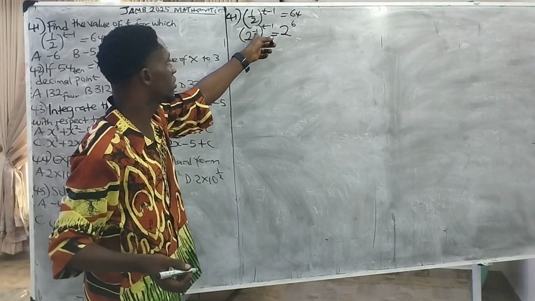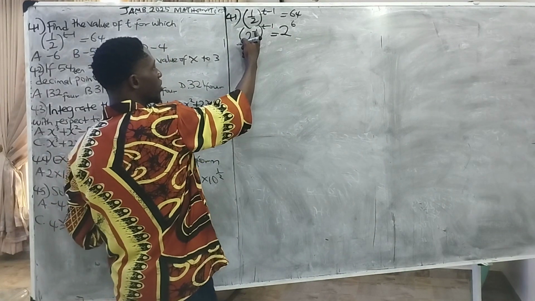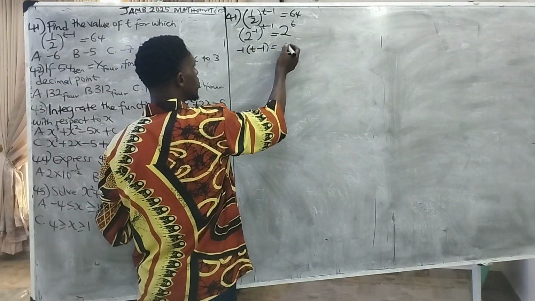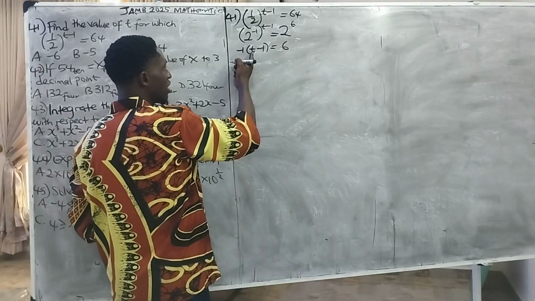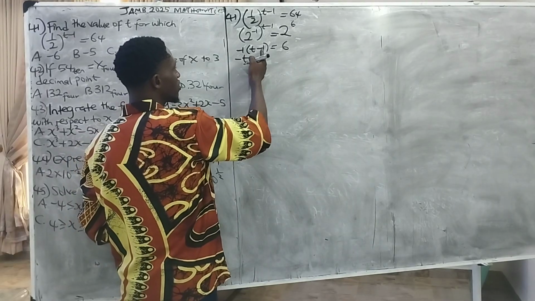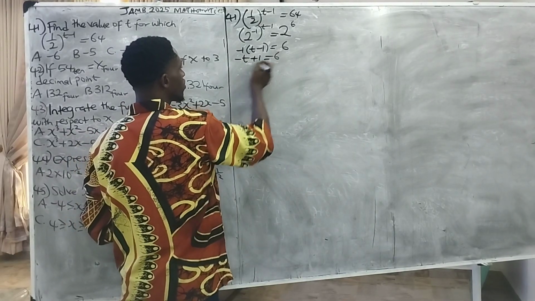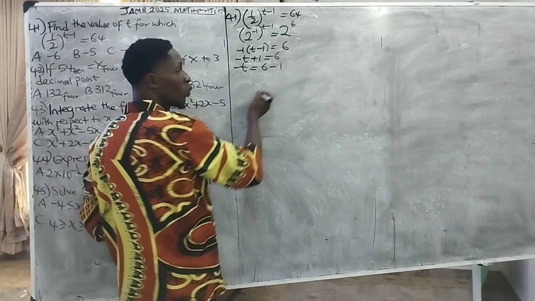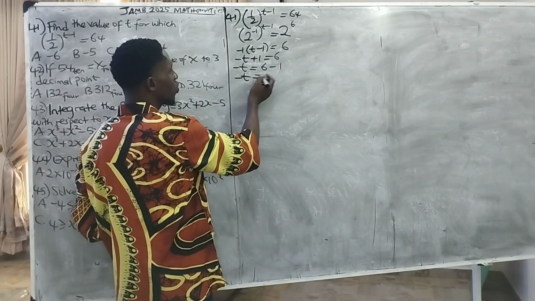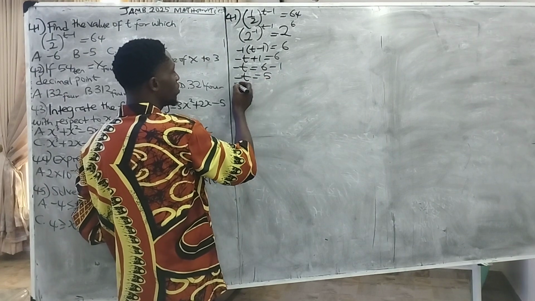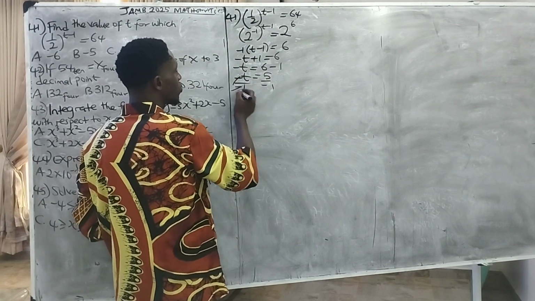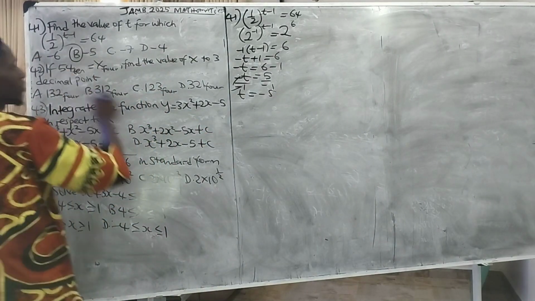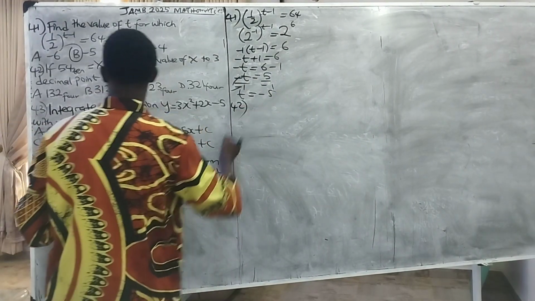The bases are the same. Since the bases are the same, let's equate the powers. We have minus 1 here. Minus 1 bracket t minus 1 is equal to 6. Minus times t is minus t. Minus times minus 1 is plus 1, equals 6. Collect like terms. Minus t is equal to 6 minus 1. Minus t is equal to 5. Divide both sides by minus 1. So our t is minus 5. Option B.